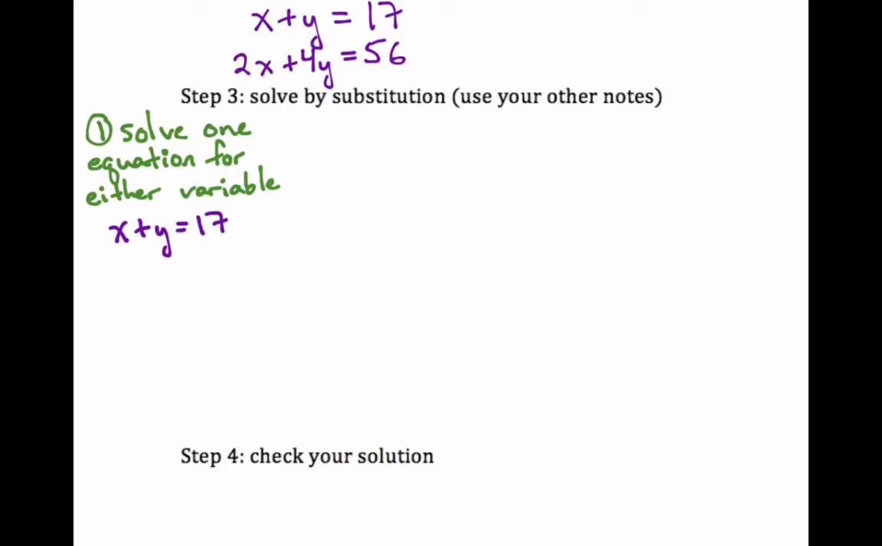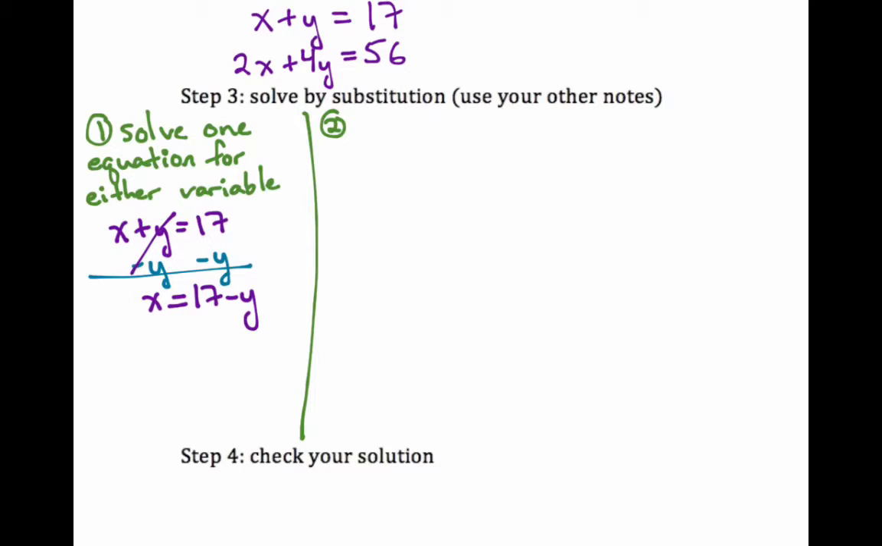So I'm going to subtract y from both sides to isolate x. So when I'm trying to solve for x, that means I want to get it by itself, get rid of everything else. Okay, so I subtract y from both sides. I end up with x equals 17 minus y. Okay, now I've solved for a variable. It doesn't do me much good right now, but what I know is that x equals this expression.